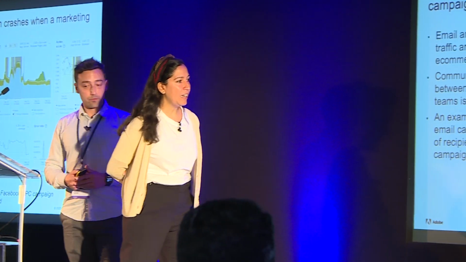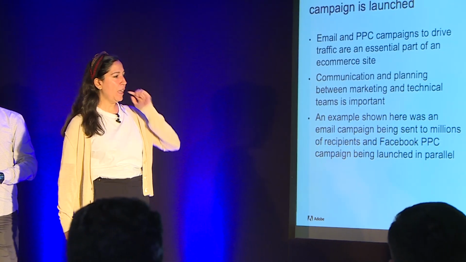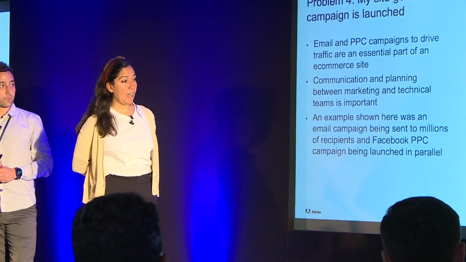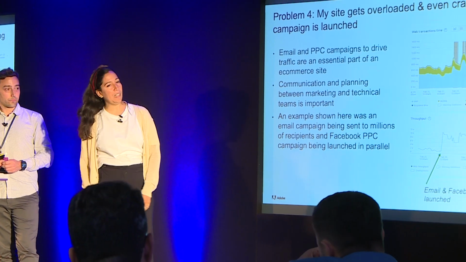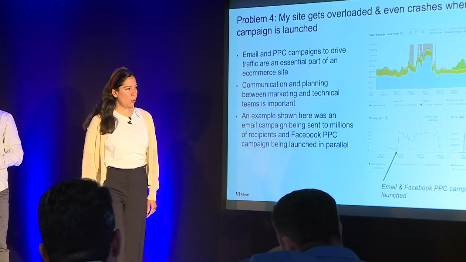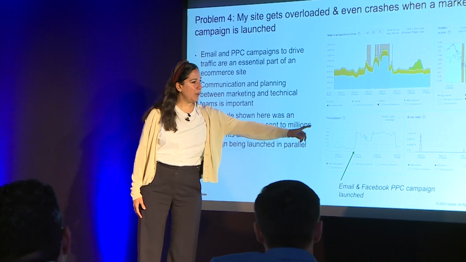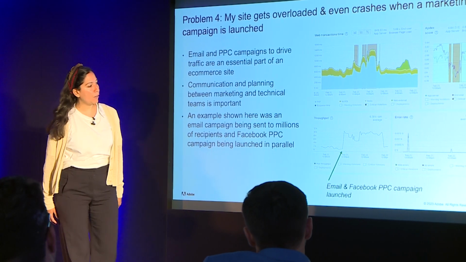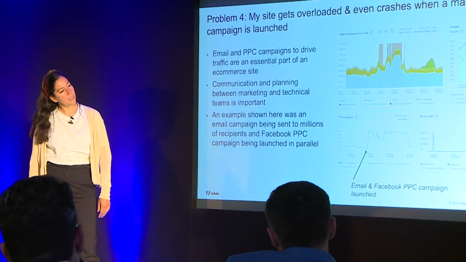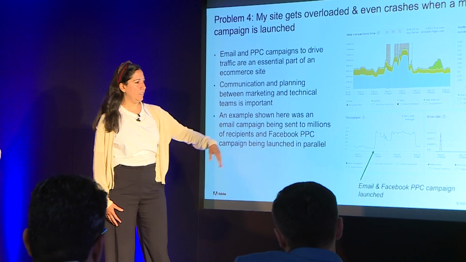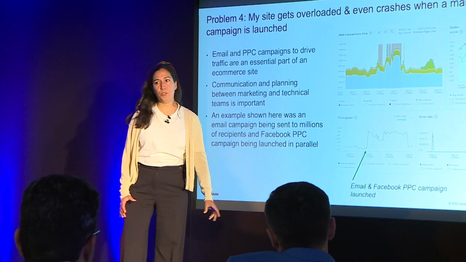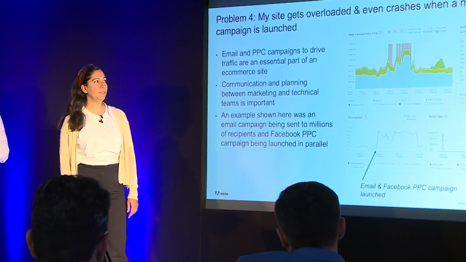They launched an email campaign and a Facebook pay-per-click campaign at the same time in parallel. The email campaign was going to be sent to millions of recipients. So if you see here, before the campaign was launched, the throughput was around 2,000 requests per minute. And when the campaign started, it shot up to almost 12,000. So that's when you start seeing problems, right?